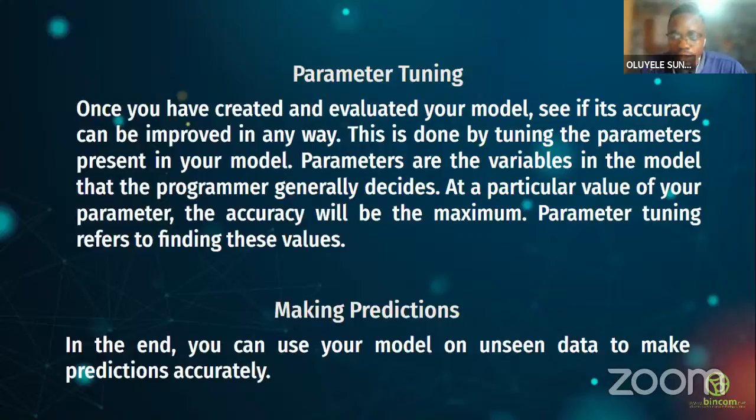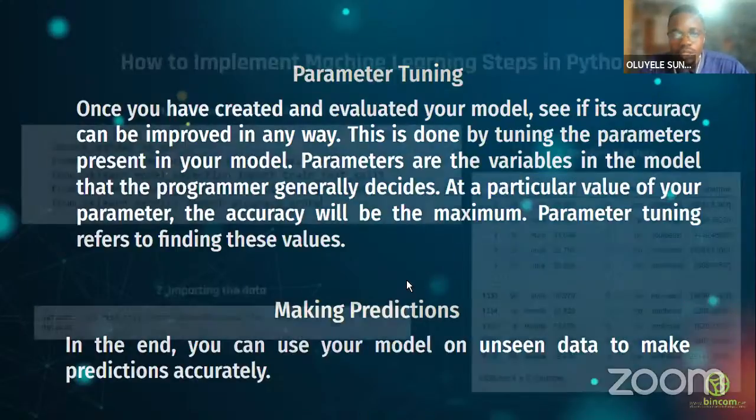So this is done by tuning the parameters present in the model. Parameters are the variables in the model that the programmer generally decides. For a particular value of your parameter, the accuracy will be at the maximum. Parameter tuning refers to finding this value. So you are trying to look for the particular point for your model to be at the maximum accuracy. And the last step there is making prediction. This is the part whereby you're actually making predictions based on your model.